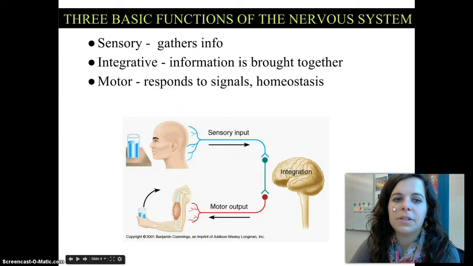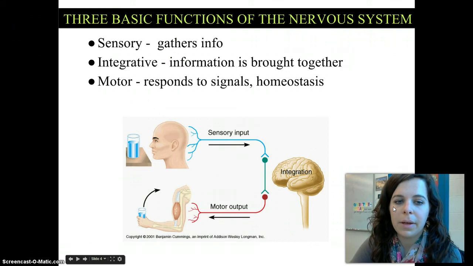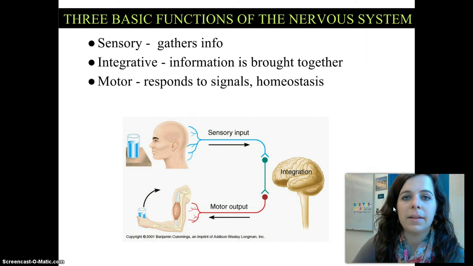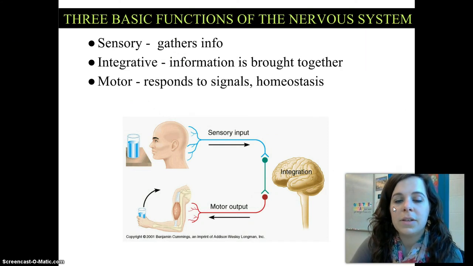The basic functions are to gather information via sensory input, like touch, taste, smell, to integrate that information, or bring it together, and then to respond either by motor output, movement, or by maintaining homeostasis, or a balance in the body.